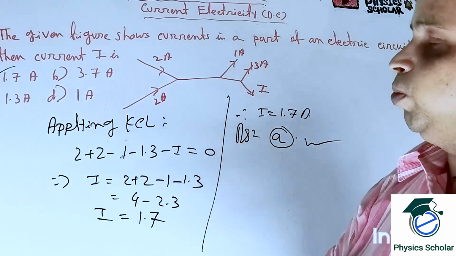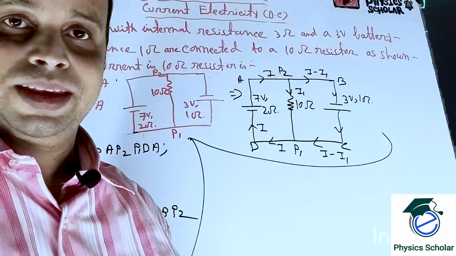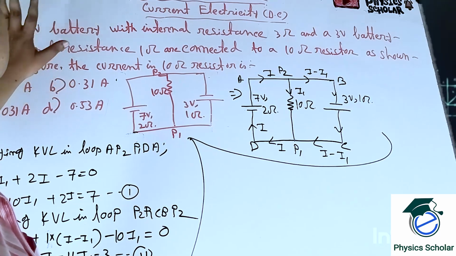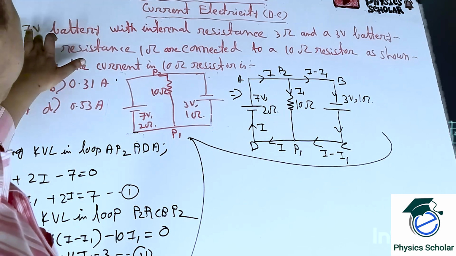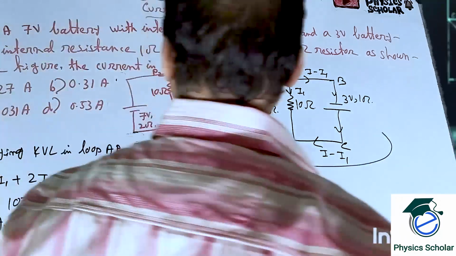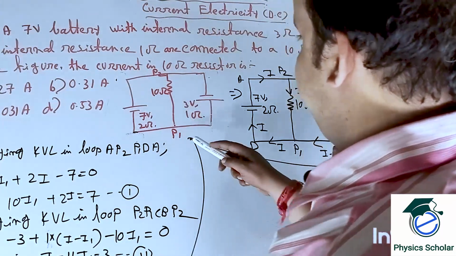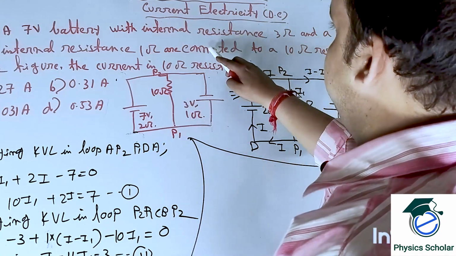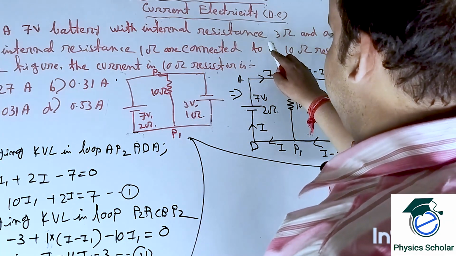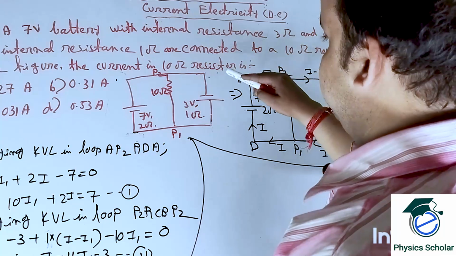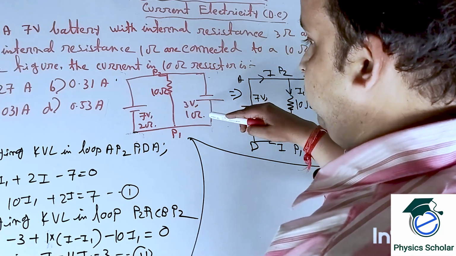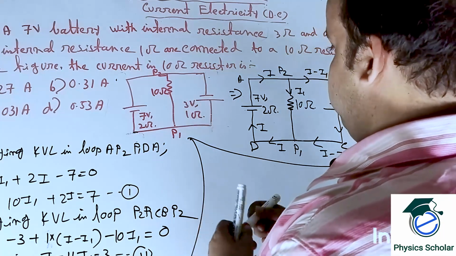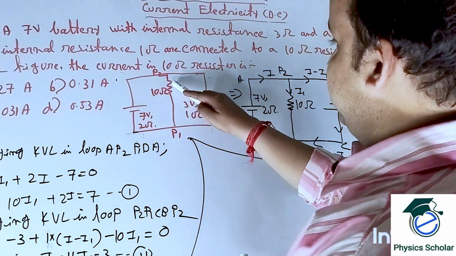So let us now move to question number 6. A 7-volt battery with internal resistance 3 ohms, and a 3-volt battery with internal resistance 1 ohm are connected as per the figure.